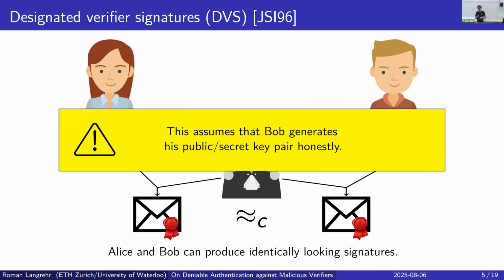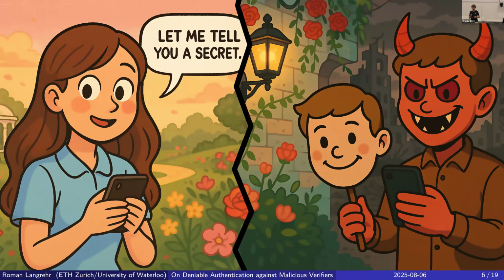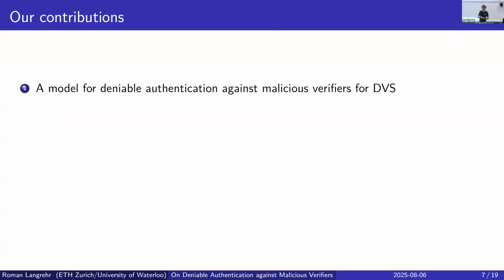However, there's a very important catch here, because in this model, we are assuming that Bob generates this public and secret key pair honestly. And this is a security notion that is trying to protect Alice from Bob. So I think we really shouldn't do this. So in the story I told you this would be fine, but what about an alternative version of that story, where Bob was a bad person from the beginning and he was just using this mask to pretend to be a nice guy and trick Alice into telling him this secret? That's the situation we are studying in our paper.